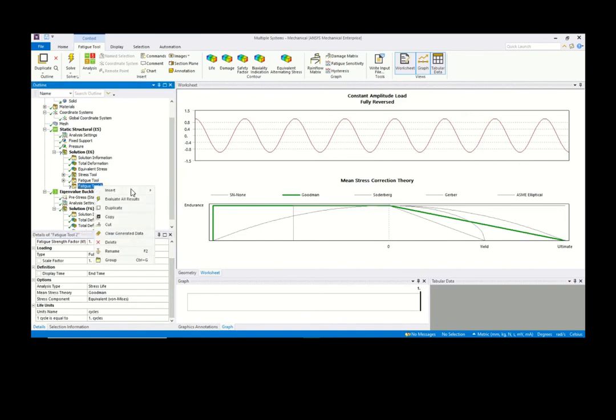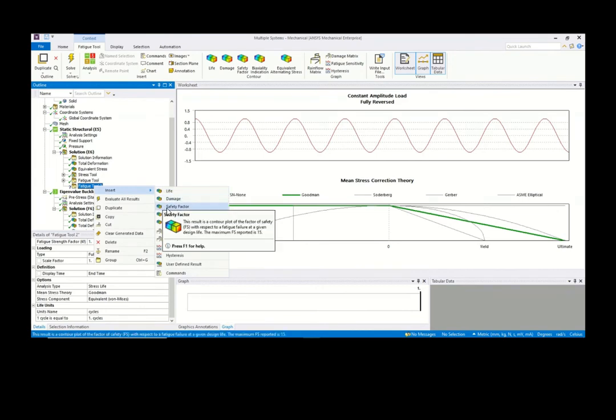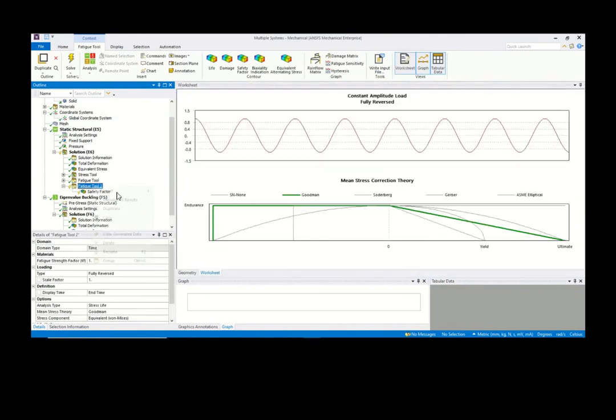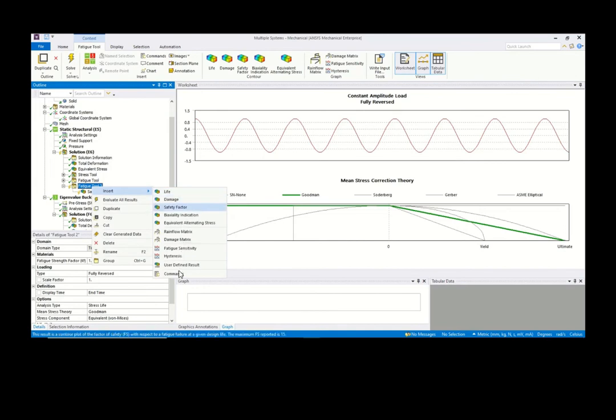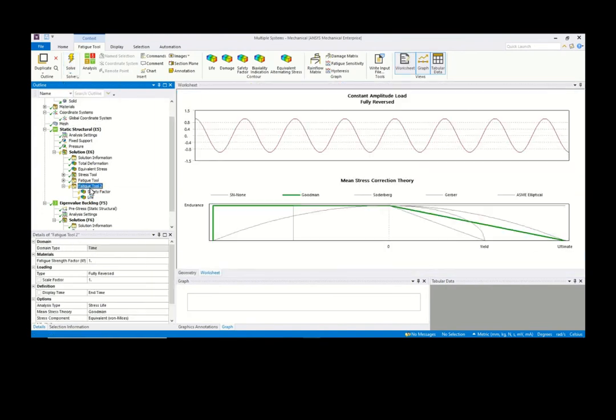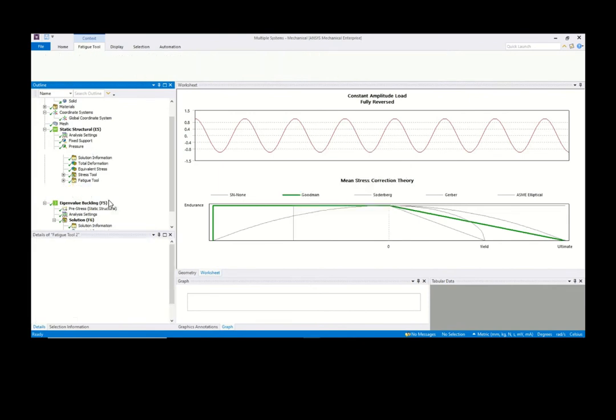Then you have to add inserts. You want to look into safety factor, and also into life. Of course, you can see other things like damage index and damage matrix, but we look into safety factor and life; I think that is good enough. These two. Then you can solve it. Once you have solved it, I have solved it already, so now I'm just evaluating this.